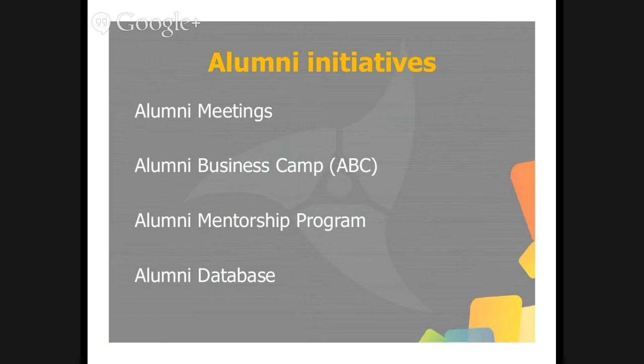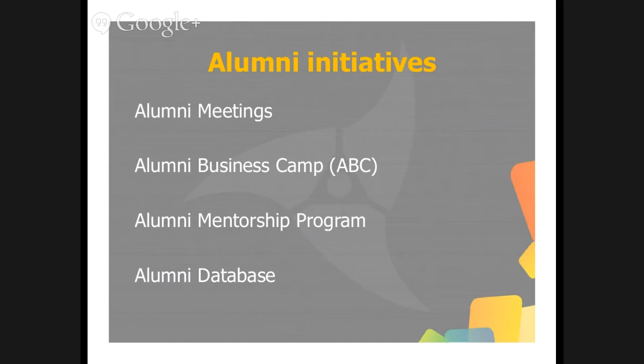If we talk about alumni initiatives, obviously first would be alumni meetings. We these days have an alumni meeting. I'll talk about this a bit later. But there are also other things. And also there are quite a number of local initiatives. I won't talk about those. Those are really dependent on the alumni in a specific city. So I don't have a lot of information about those, but you as an LBG in a specific city could find out about those. About Alumni Business Camp and Alumni Mentorship Program, I'll talk in the next slides.